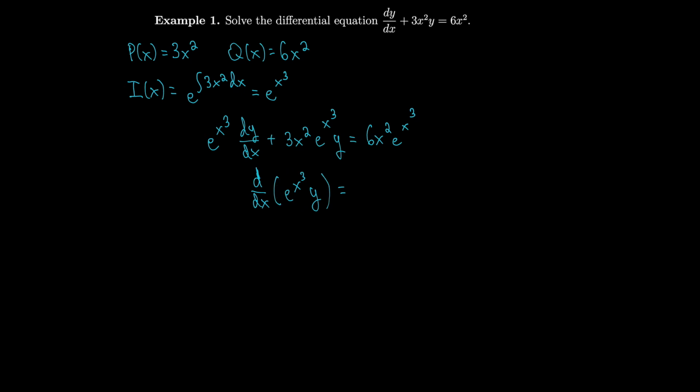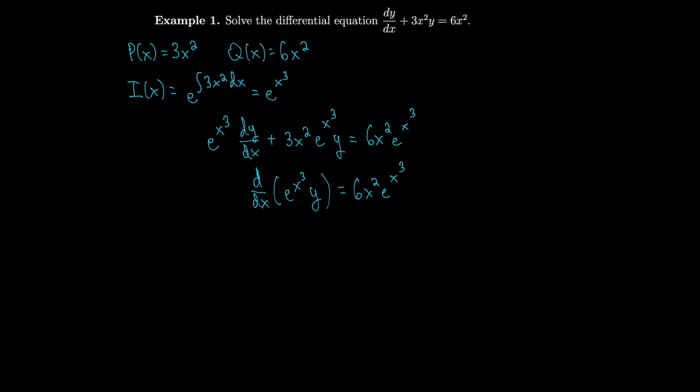Notice that if I take the derivative of this, it really does work out. I get e to the x cubed times the derivative of y, and then I get the derivative of e to the x cubed, which is 3x squared e to the x cubed, and I just get y by itself. So then this must equal 6x squared e to the x cubed.